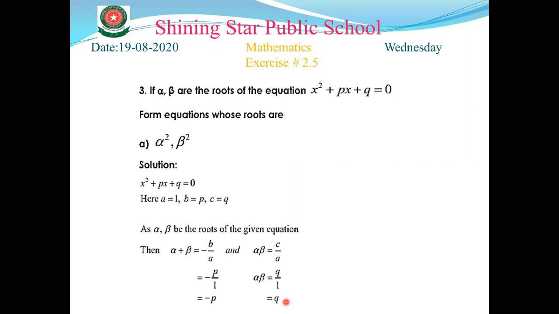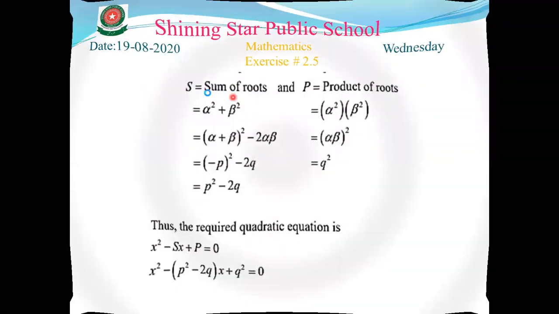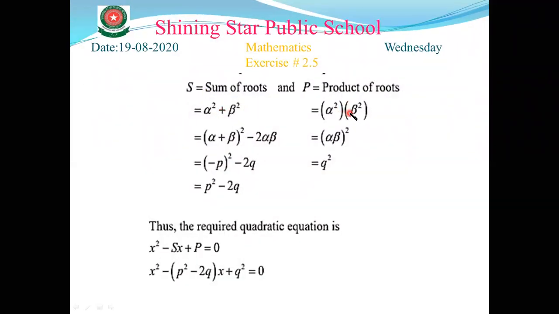Now when we have found the sum of the roots and the product of the roots of this equation, we find the sum of the roots and product of the roots according to these new roots. So, first of all, alpha square plus beta square is the sum of the roots, and alpha square multiplied by beta square becomes alpha beta whole square, and alpha beta is q, so it means q square.